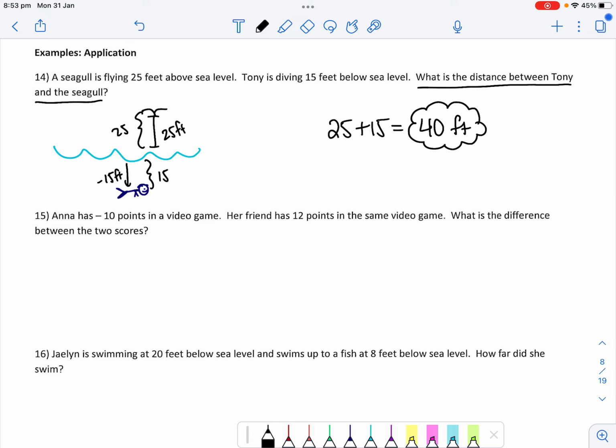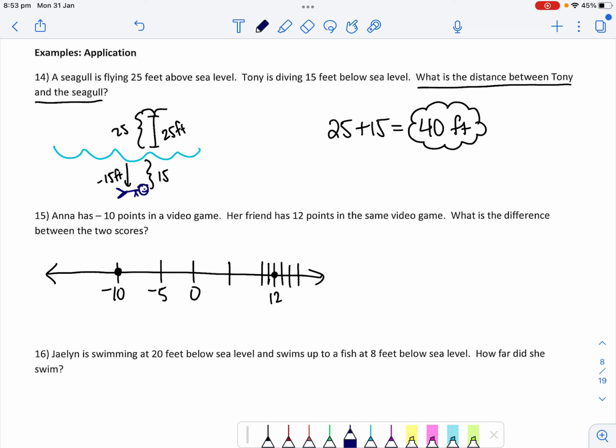Number 15, I'm going to draw a little bit different picture. I'm actually going to draw it as more of a number line. So here's 0. So it says Anna has negative 10 points in a video game. So here's negative 5, here's negative 10, and her friend has 12. So 5, 10, 11, 12, 13, 14, 15.